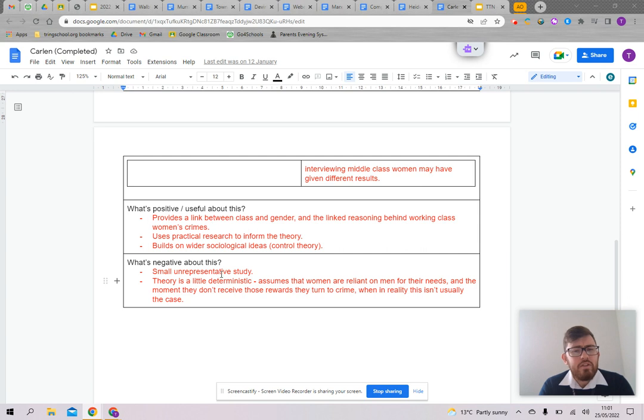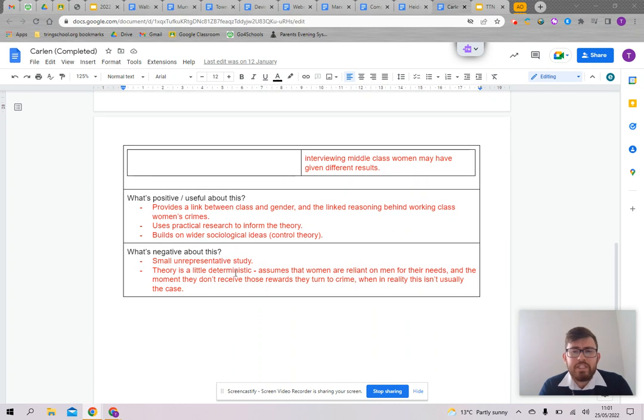Now, in terms of what's negative, we've already talked about how it's an unrepresentative study because of the small sample size. But it's also quite deterministic. Okay. It assumes that women, working class women, are completely reliant on men. Now, we know in the modern era that that's not really very true. And it also assumes that the moment that women in those conventional relationships don't receive rewards, they're going to turn to crime. Now, that's not true.